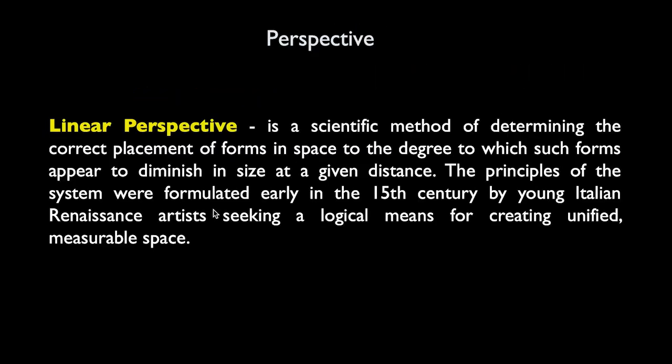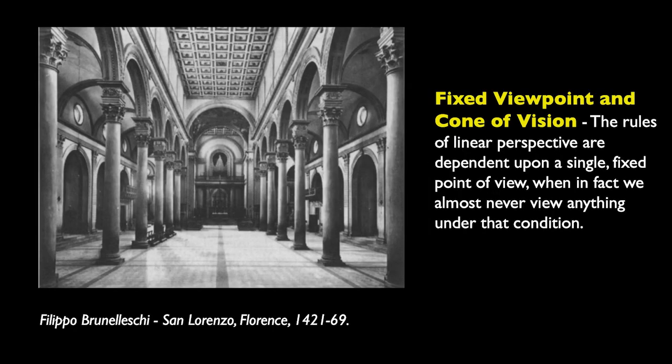To define linear perspective, this is a scientific method of determining the correct placement of forms in space to the degree to which such forms appear to diminish in size at a given distance. The principles of the system were formulated early in the 15th century by Italian Renaissance artists seeking a logical means for creating unified, measurable space. So in Brunelleschi's study, vision was restricted to a precise fixed point of view. Thus, linear perspective is based on a fixed point of view.